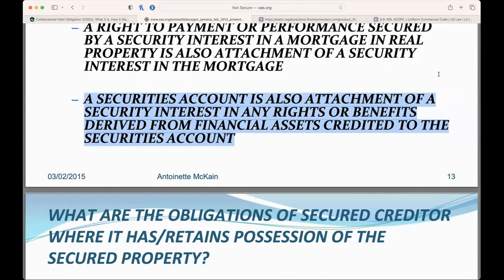I said just repeat or break it down again, Jamaica. All right, break it down more. Not sure what the securities account is. That strong account, everything. Okay.